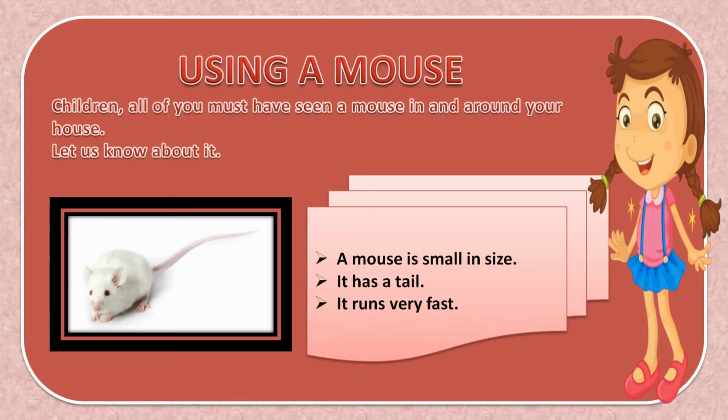Children, all of you must have seen a mouse in and around your house. Let us know about it. A mouse is small in size. It has a tail. It runs very fast. This is the picture of a real mouse. You can see it is small in size, it has a tail, it runs very fast.